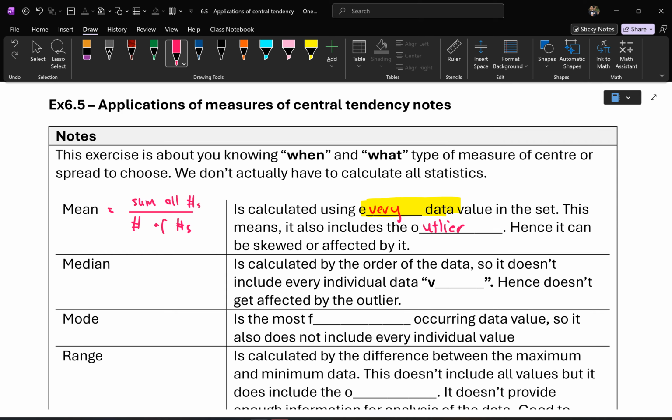But median, on the other hand, is calculated by ordering the data from smallest to largest. And so it doesn't include every individual, even if you have someone who's in the very end. The middle is just the middle. It doesn't matter if you have someone who's got $1 million per year, the middle is still the middle. That's why the outliers don't affect the median. So here it includes every individual data value. Okay, but it doesn't include all the positions. That's why in the calculations, it doesn't get affected by the outlier.